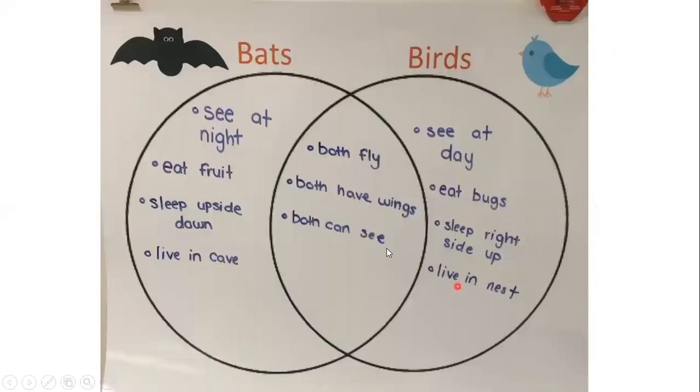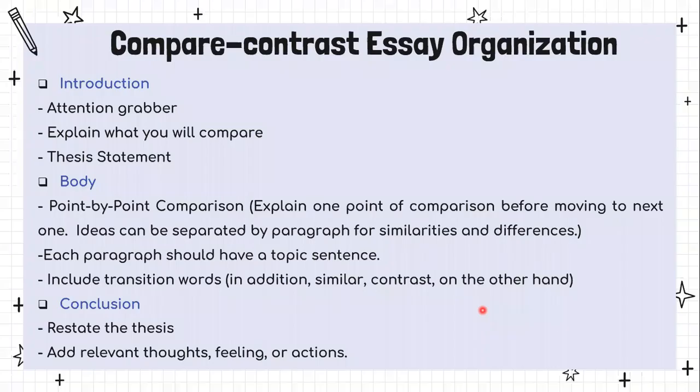Okay, here's another example, comparison between bats and birds. They both fly, both have wings, both can see. However, the bats see at night, but the birds see during the day. Bats eat fruits, the birds eat bugs. Bats sleep upside down. However, the birds sleep right side up, and the bats live in caves. However, the birds live in a nest. Okay, by now it should be very clear for you, this Venn diagram.